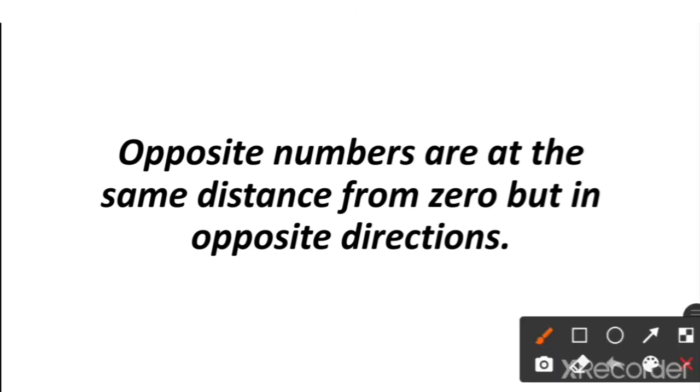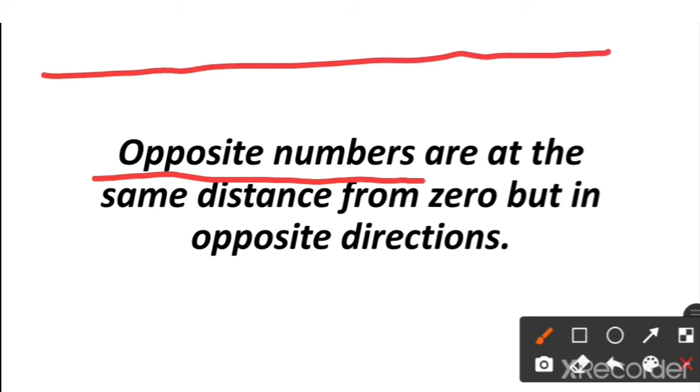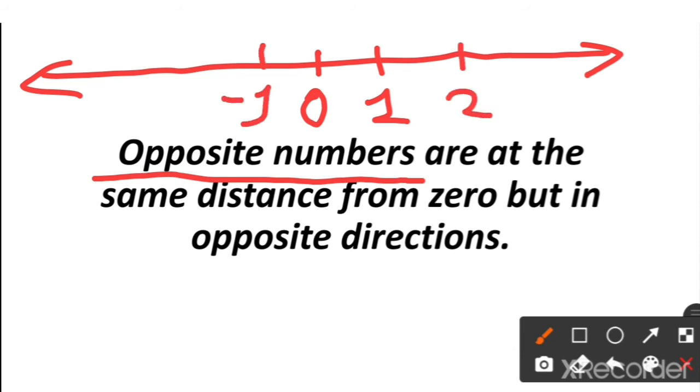Now opposite numbers. What are opposite numbers? The numbers that are at the same distance from 0 but in opposite directions. Let's draw the number line here. This is 0, the origin, 1, 2, minus 1, minus 2.